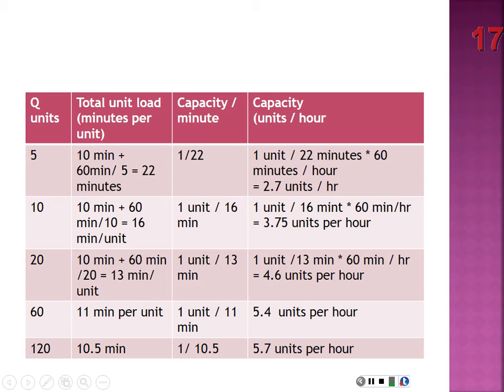If we look at increasing that batch size to 10, now I'm taking that 60-minute setup time and dividing it across my 10 units. So now my total unit load is 16 minutes per unit. Capacity per minute, the inverse of that, is 1 unit every 16 minutes, or 3.75 units per hour. What we're showing mathematically here is that as I increase the setup size, how many units I'm going to run across the setup, that decreases my total unit load because I'm spreading that setup across more units. So is it 10 minutes the setup time, or is it 60 minutes the setup time?